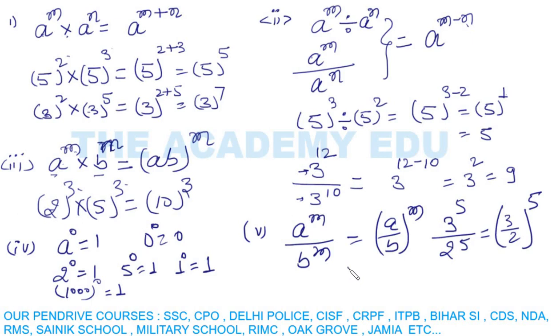Suppose we have (3 raised to the power 6) raised to the power 5 upon 2 raised to the power 5. What can I write? (6 upon 2) raised to the power 5, and 2 threes are 6. You can cancel it. So we have 3 raised to the power m as the answer. Got it? This is the general rule which we will use subsequently everywhere in this chapter, right?